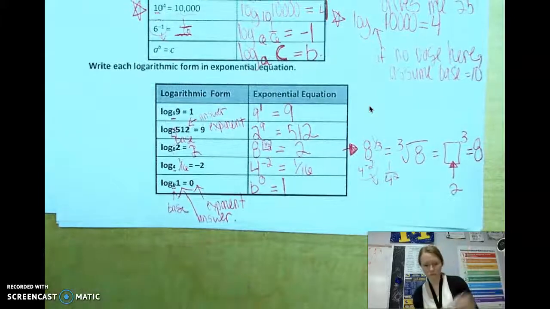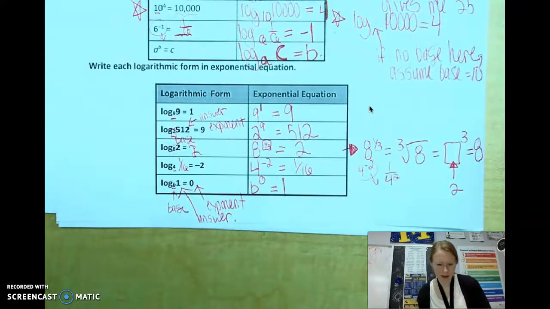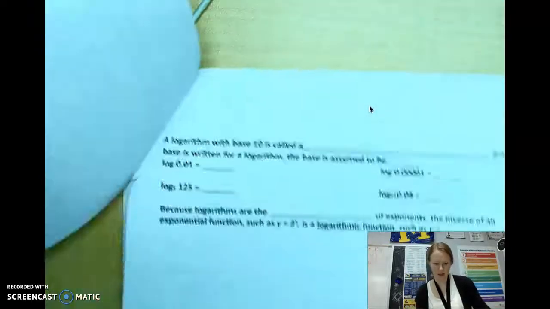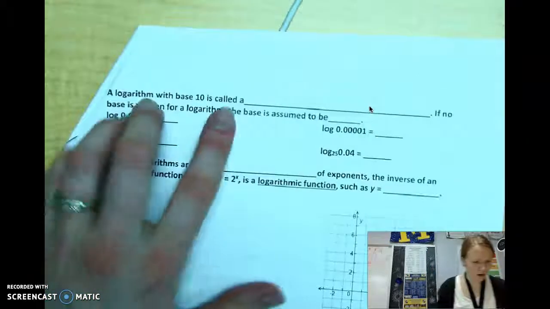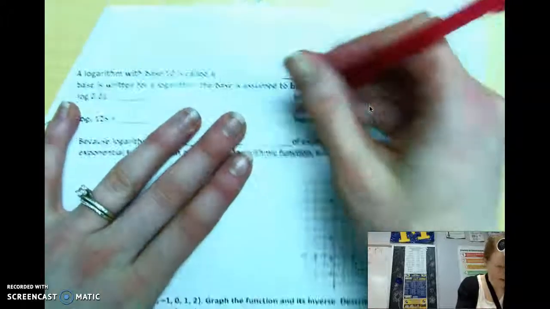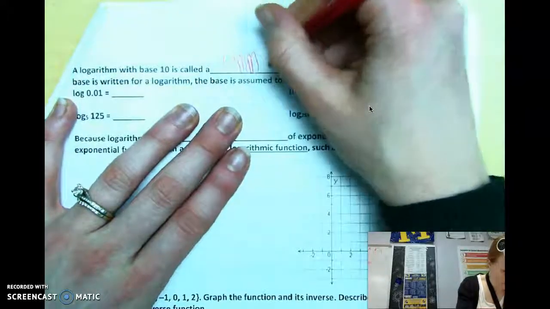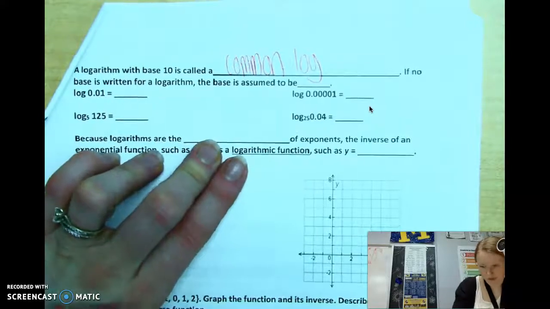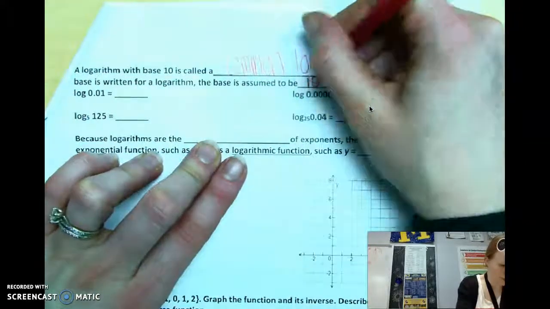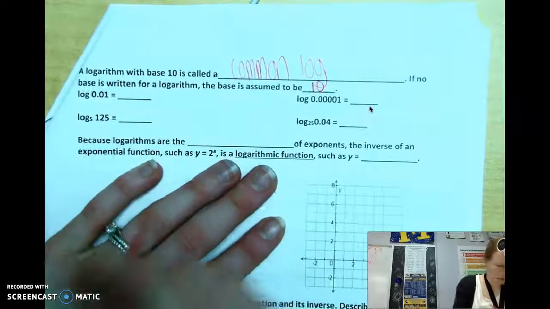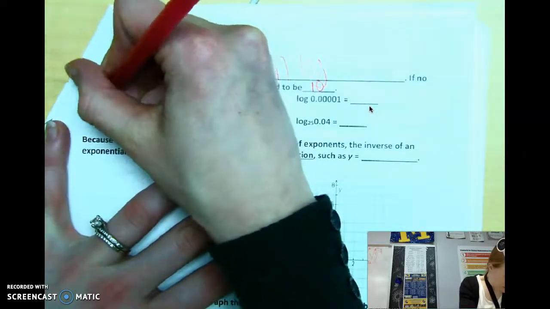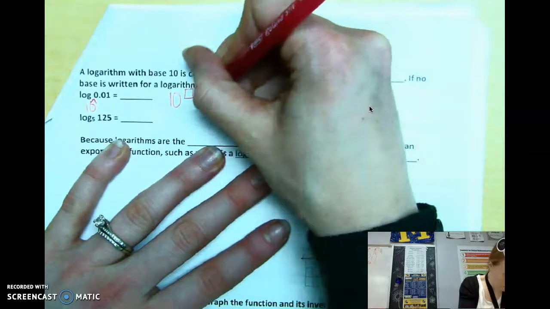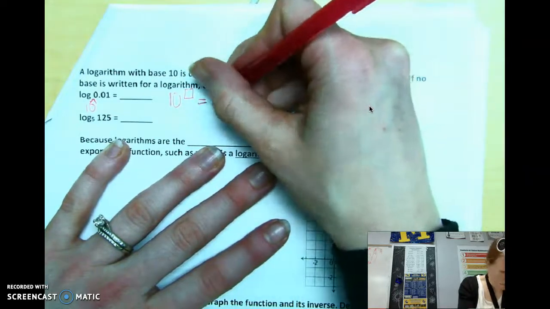Right? Okay, so moving on, we're going to talk a little bit more about log base 10 on the back side and then some other little things. A logarithm with base 10 is called a common log. If no base is written for a logarithm, just like we saw before, the base is assumed to be a 10. So this question, if you don't see a base, you're going to assume it's 10. And this question is saying 10 is my base. I don't know what my exponent, but my answer is 0.01.